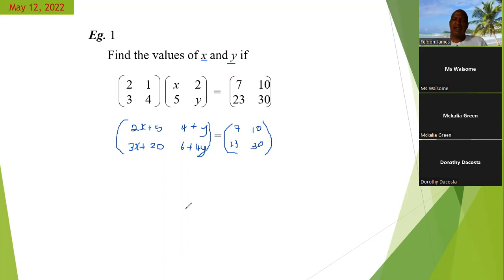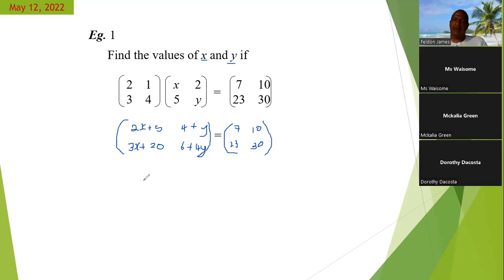How can we calculate the value for X and the value for Y? Can anybody come up with an idea? Sir, since I said that it is equal, I have 2x plus 5 equal to 7, and then I work the equation. Correct, correct.